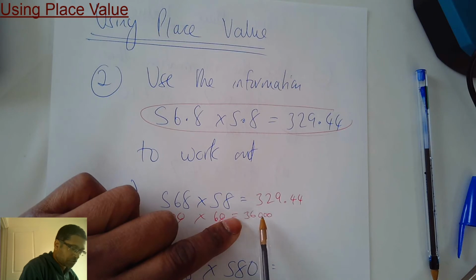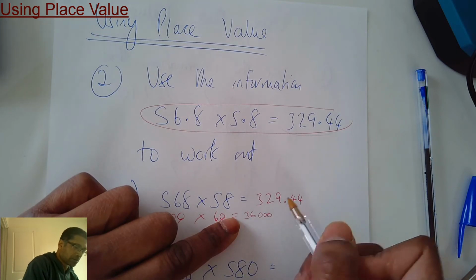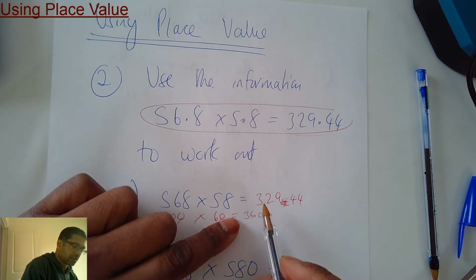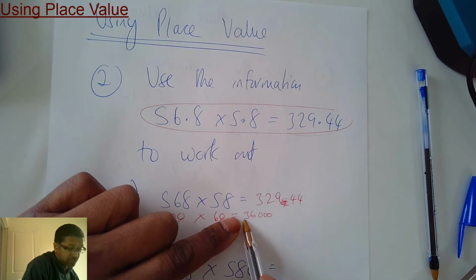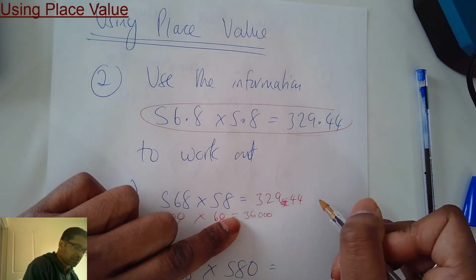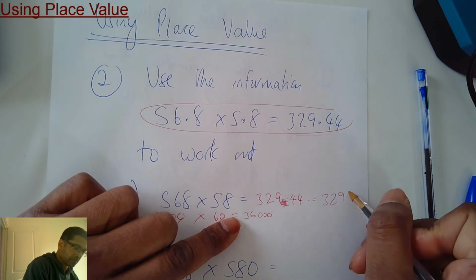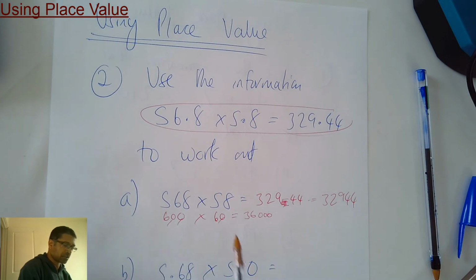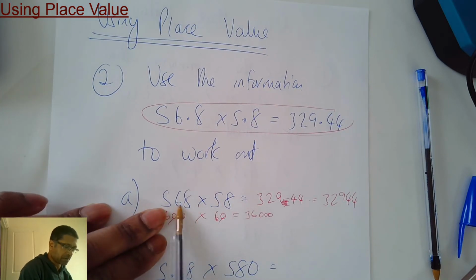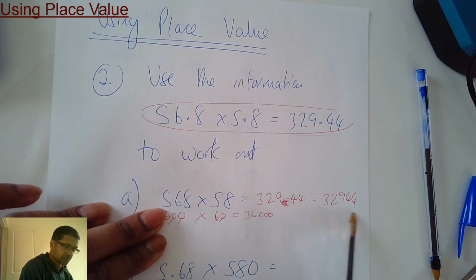So we've got 1, 2, 3, 4, 5 digits here. The 36,000. What can I do to this to make it close to 36,000? Well, take that decimal point away. So you got 32,944, which is close to 36,000, close enough. So the answer is, it seems reasonable, just check. You know, that's quite a big number. It should be a big number.